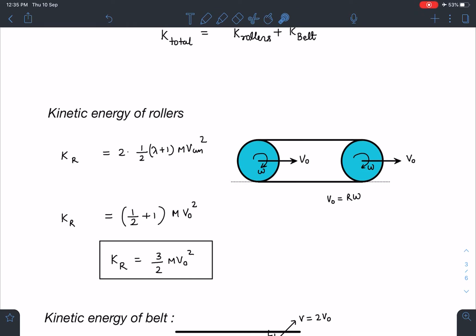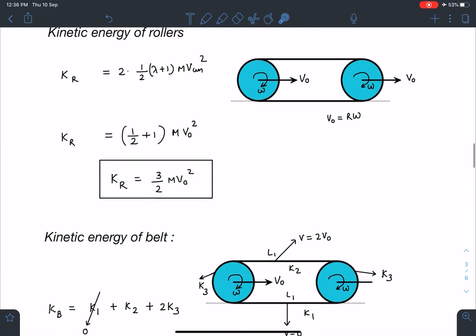So I can write the kinetic energy of one of the rollers multiplied by 2, as there are two such rollers. So I can write it as half (lambda plus 1) m VCM square into 2. So it will simply become (lambda plus 1) m VCM square. If I substitute the value of lambda, I am going to get 3 by 2 m V naught square. This is the kinetic energy of both the rollers combined.